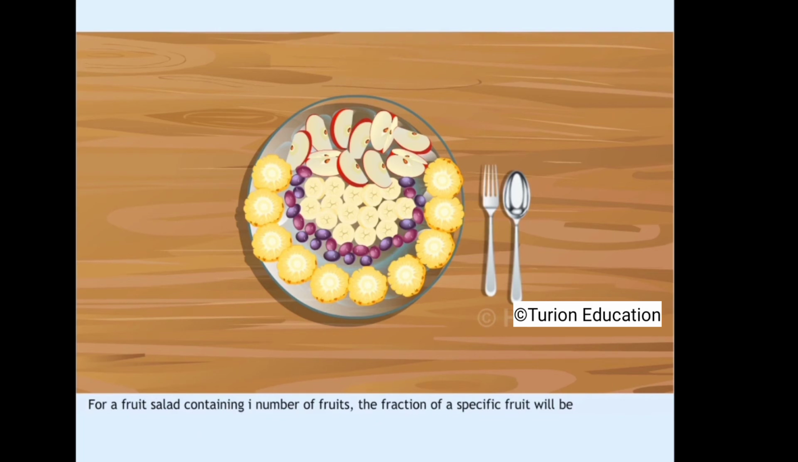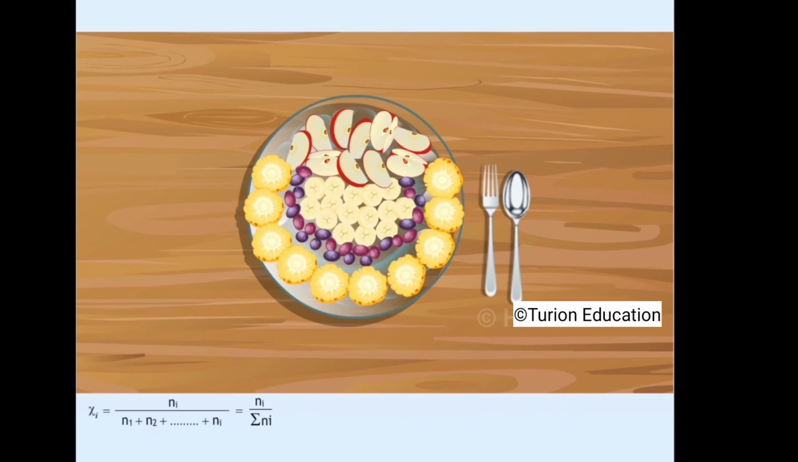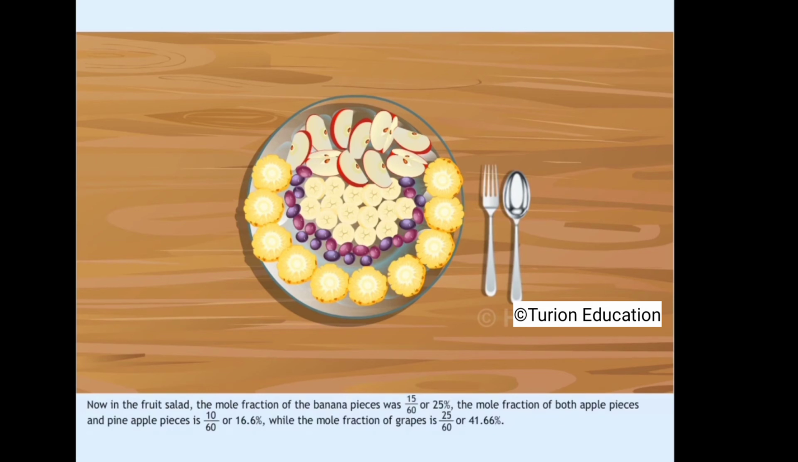For a fruit salad containing i number of fruits, the fraction of a specific fruit will be chi i equals ni upon n1 plus n2 and so on till ni, which is further equal to ni upon summation ni. This will also be the mole fraction for a solution containing i number of components. Now in the fruit salad, the mole fraction of the banana pieces was 15 by 60 or 25%. The mole fraction of both apple pieces and pineapple pieces is 10 by 60 or 16.6%.